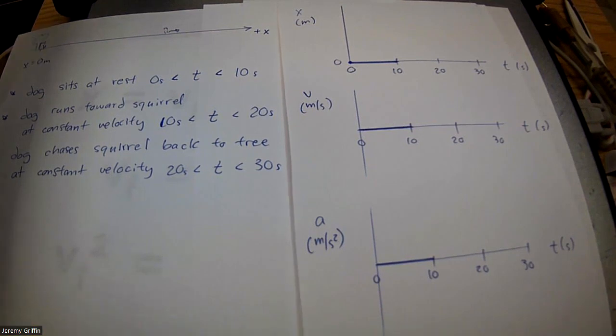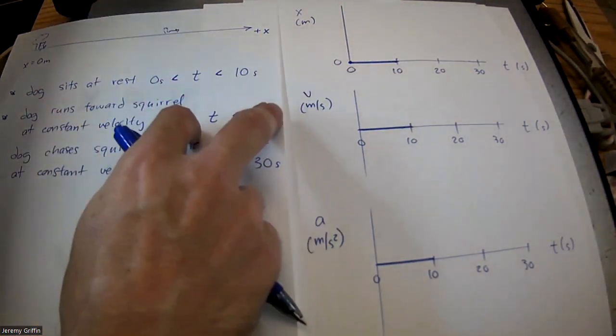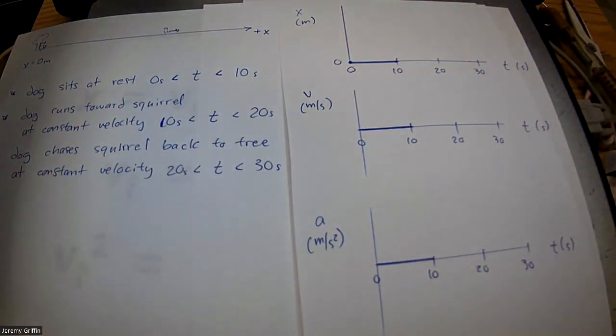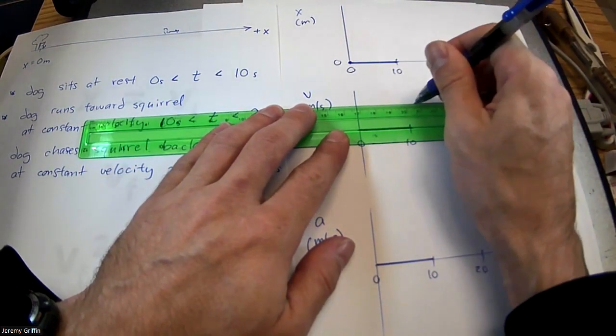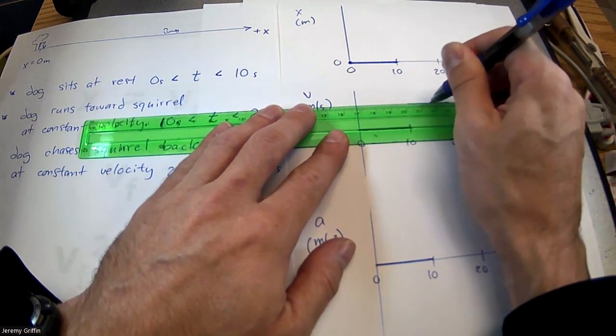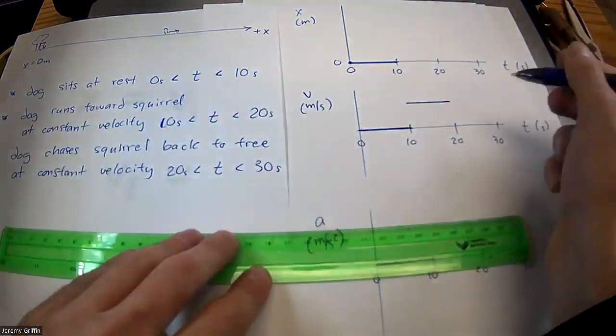Okay. Then the second bullet point. So between 10 and 20 seconds, now the dog is running, say, full speed towards the squirrel, just in a straight line. What does that look like? All right. I think you're on it. Okay. So now, as long as it's moving at constant velocity, then velocity is constant. Okay. So I have to do something like that.